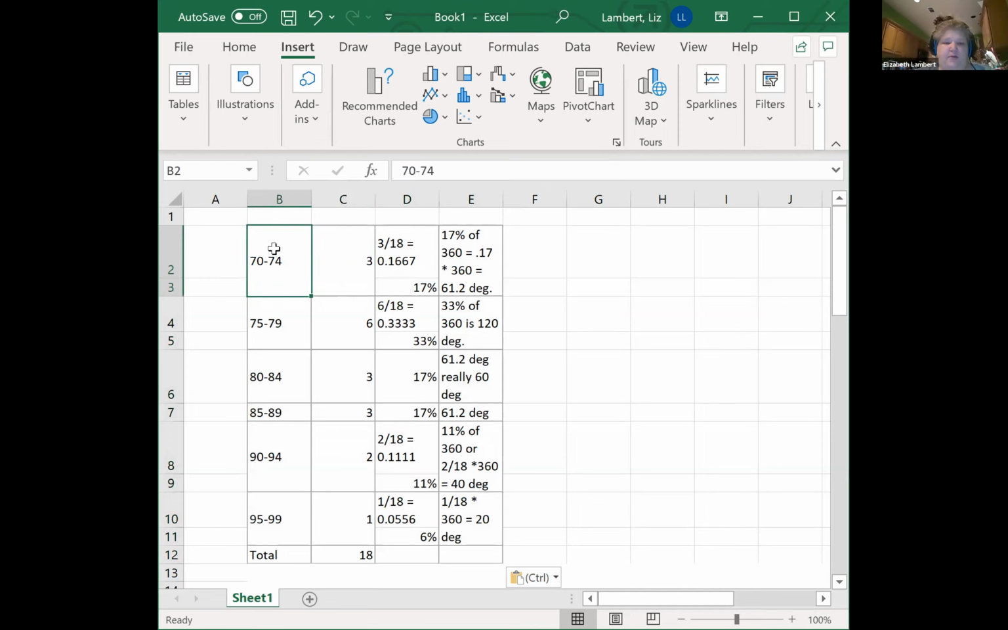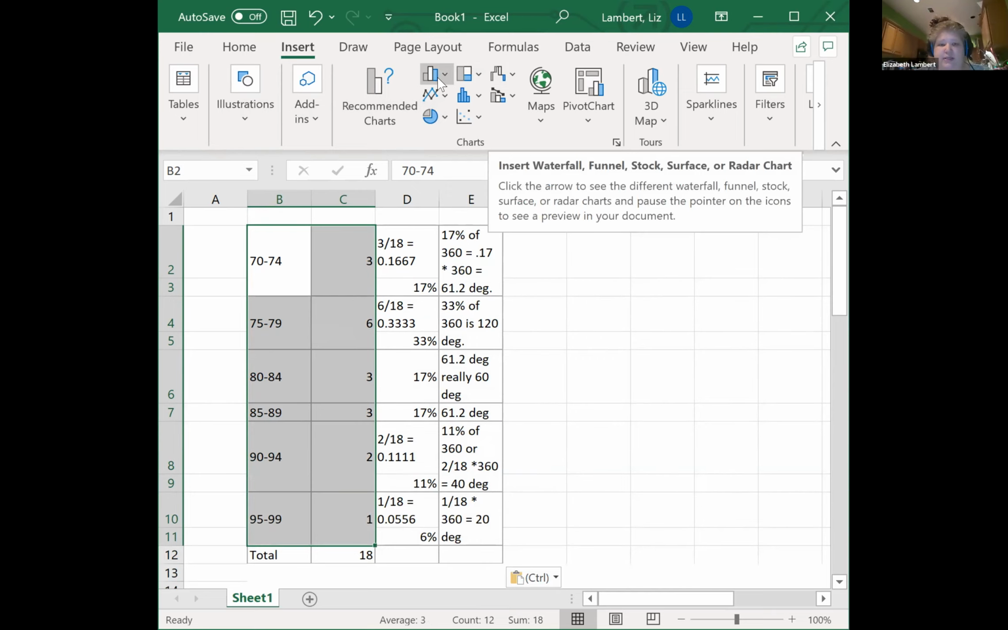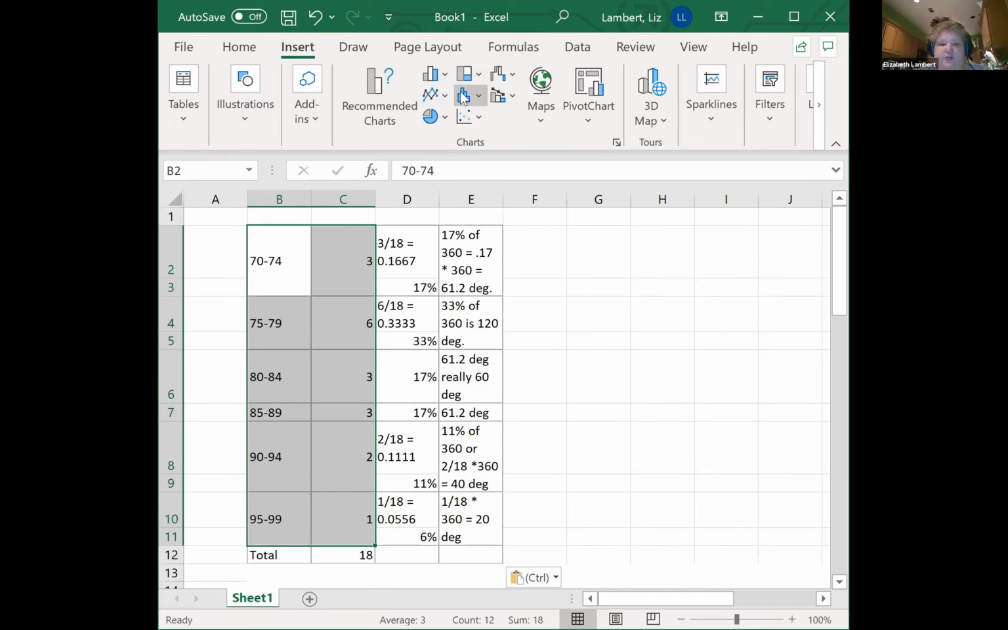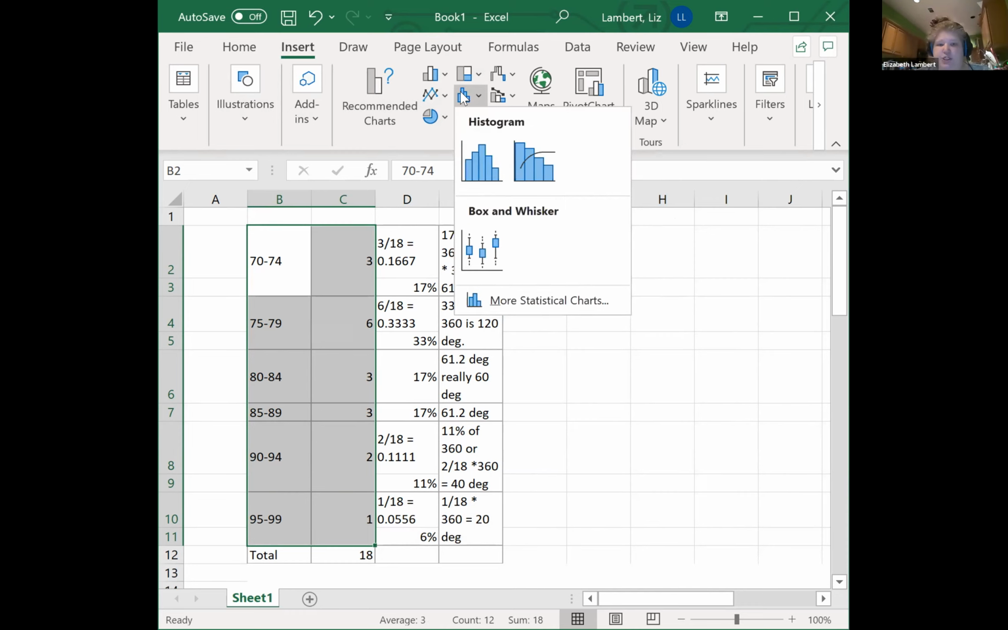All right, so I have my 70 to 74 as labels, and then I have my frequency. So I'm just going to highlight those two, my labels and my frequency. And then I was already on insert from earlier, and you can see there's different chart pictures up here. So there's like hierarchy, it does all sorts of craziness. Generally, though, these first three are the ones you're going to want. See, this one says a statistic chart.